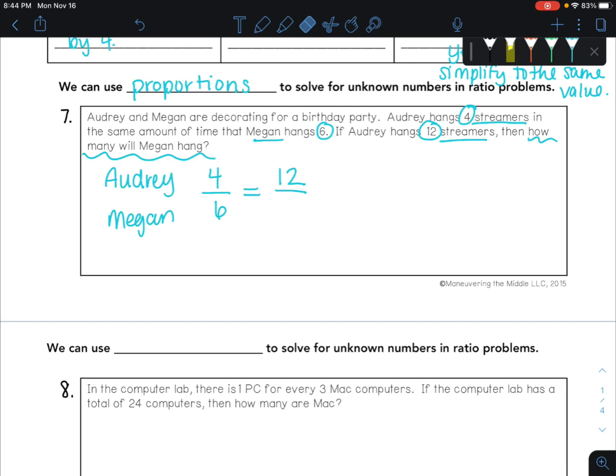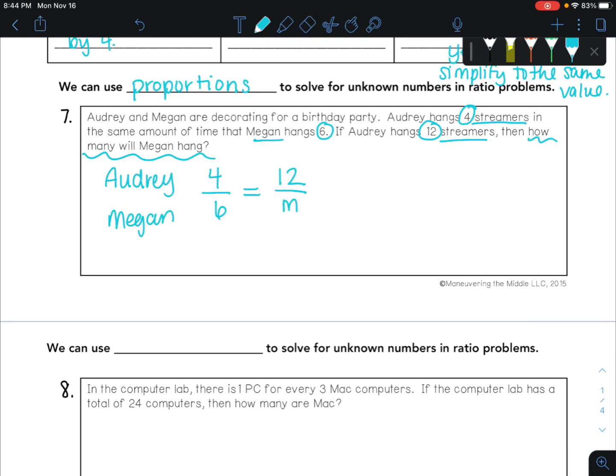Now, if you want to be a little bit more sophisticated about this, you can use what's called a variable, which is just a letter that stands for something. For example, M for Megan. If that's confusing, you're welcome to use a question mark until we talk about this lesson with the variables a little later on. But I'm going to use an M.